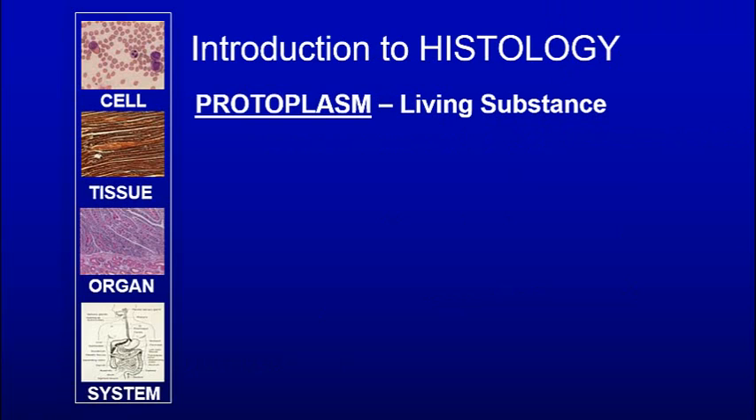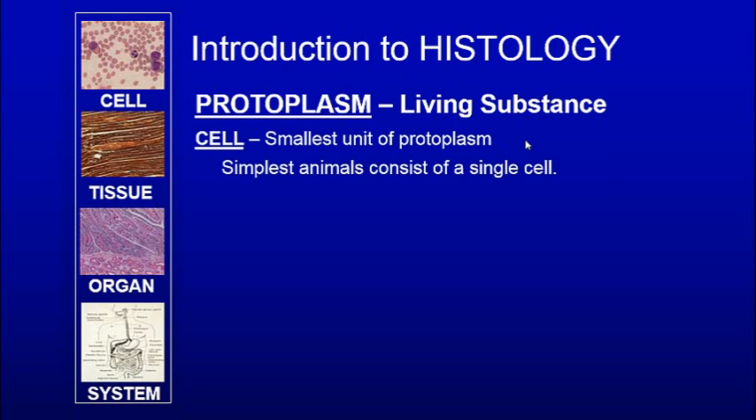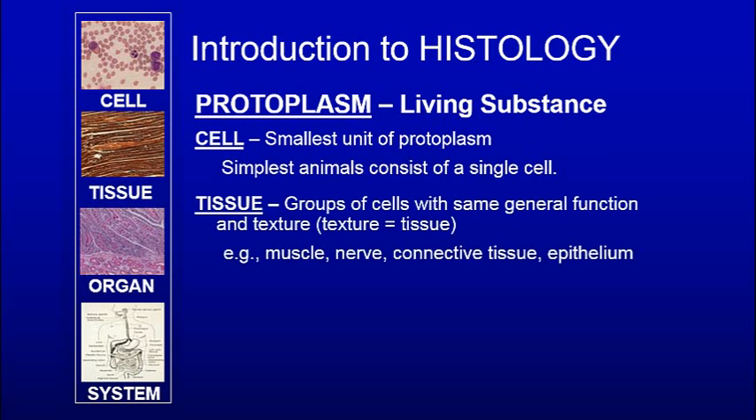Now, in terms of looking at histology, there's a breakdown of things. The smallest living substance is protoplasm, and protoplasm resides in a cell. A cell is the smallest unit of protoplasm. Some animals only have a single cell. So a cell is the simplest, smallest unit of life, and protoplasm is the living substance that's inside there.